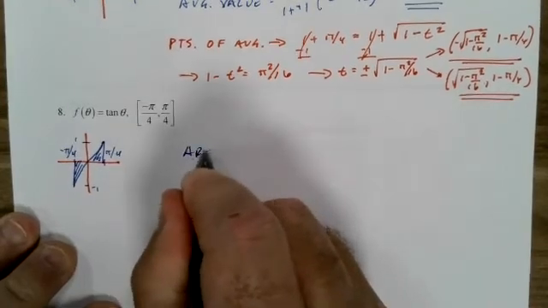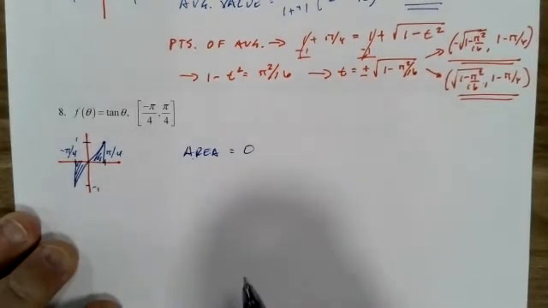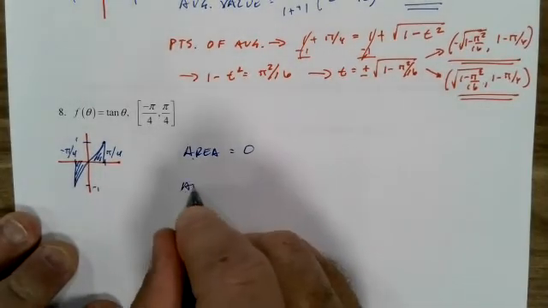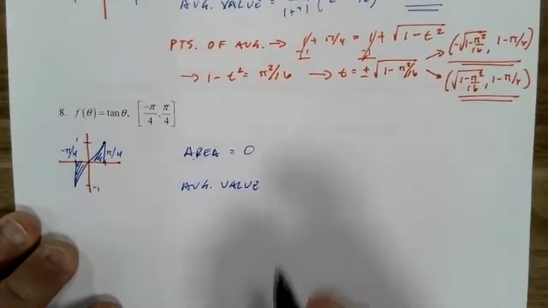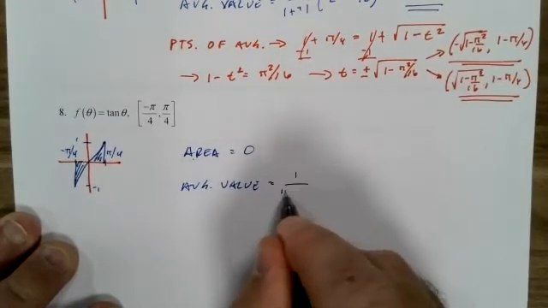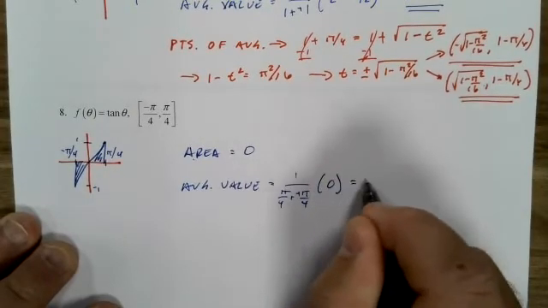Area equals 0. They cancel out. They're symmetrical. It's an odd function. Average value is 1 over pi over 4 minus negative pi over 4. What a waste of time. Times 0. 0.